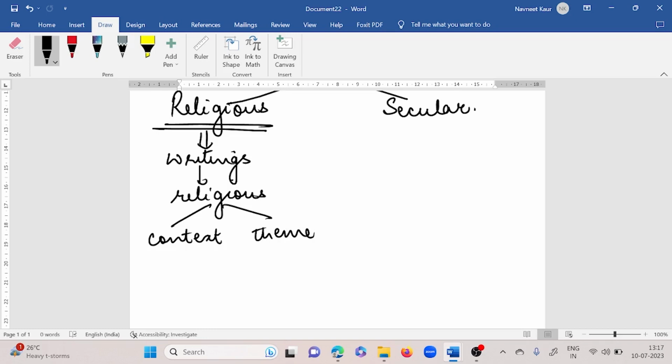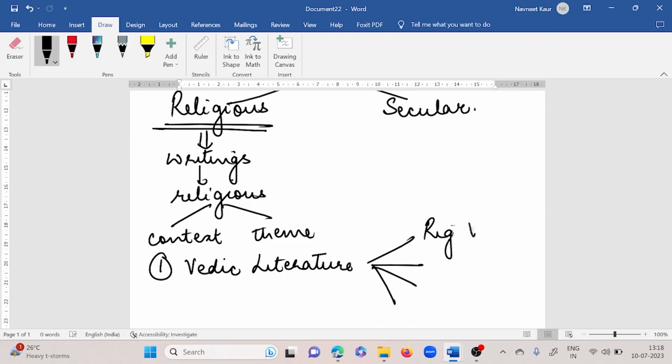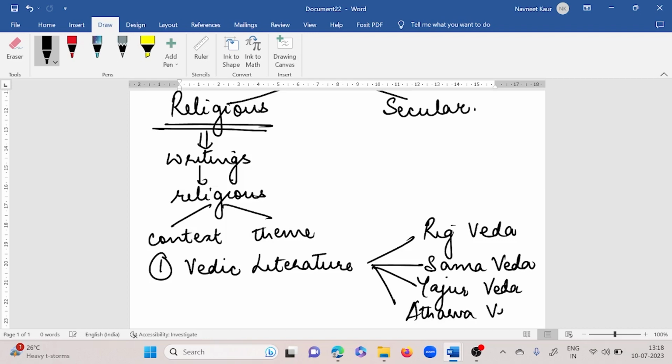We can classify them into number one, Vedic literature. This is a religious source. What is Vedic literature? It composes of four Vedas. What are the four Vedas? Rig Veda, Sam Veda, Yajur Veda, and Atharva Veda, right?